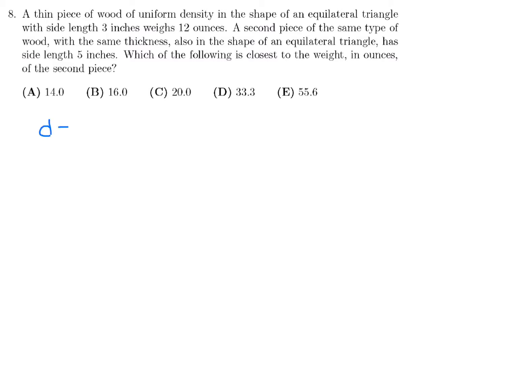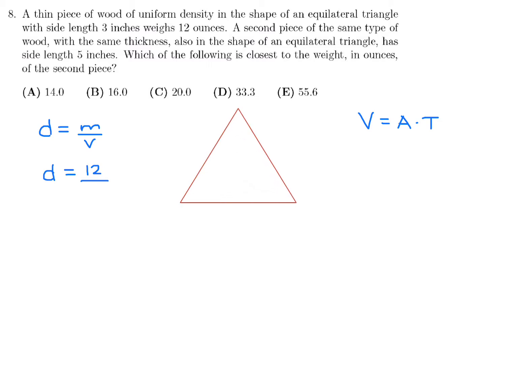Well, they're using density, which is mass over volume, or weight over volume. And therefore, if we can figure out the volume, we can figure out the density. The mass or the weight is 12 ounces of that first equilateral triangle. So let's concentrate on the volume. Volume will be area times the thickness. And the area of this equilateral triangle, we can easily figure out using 30, 60, 90 triangles.